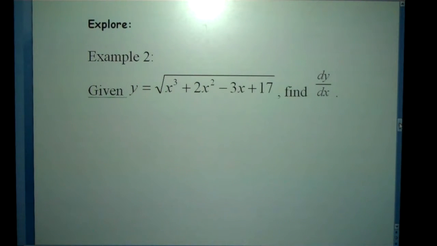So, y is equal to the square root of the quantity x cubed plus 2x squared minus 3x plus 17. We want to find the derivative of y in terms of x. Let's take a few minutes for this. Again, figure out what your stuff is, what your big picture is. If you need to label u and find the derivative of u, that's fine. If you can do it all in one step, I'm impressed, and you can give that a try. You can pause the video now.